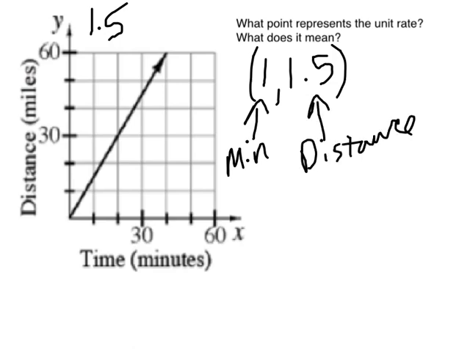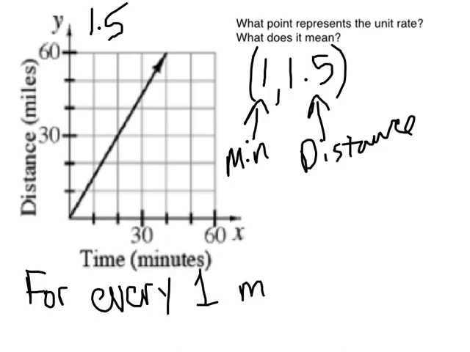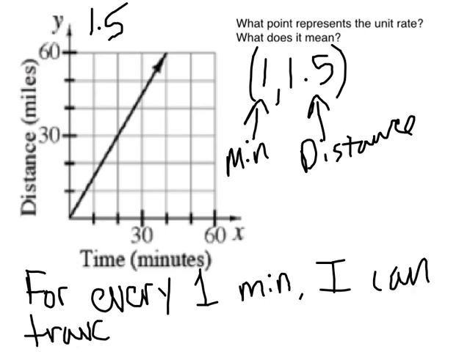So what that means is for every 1 minute, I can travel 1.5 miles. And again, you see I'm super specific. Not only do I name the point, I explain what it means in the context of the problem. Let's look at one more aspect.